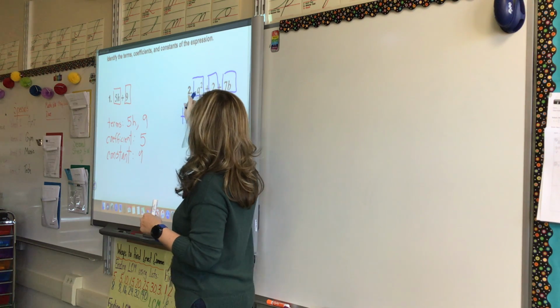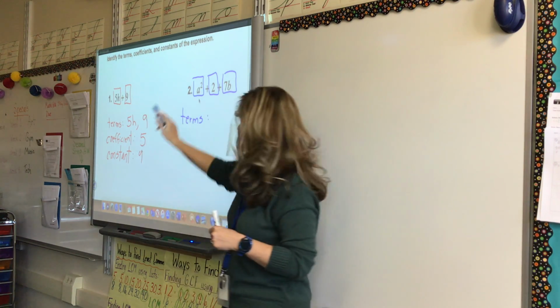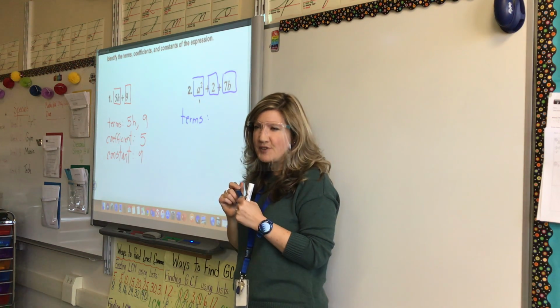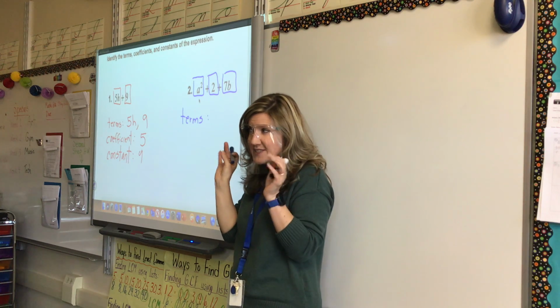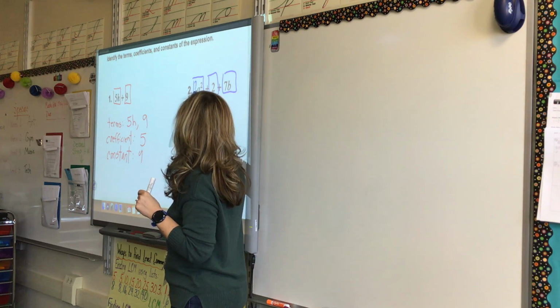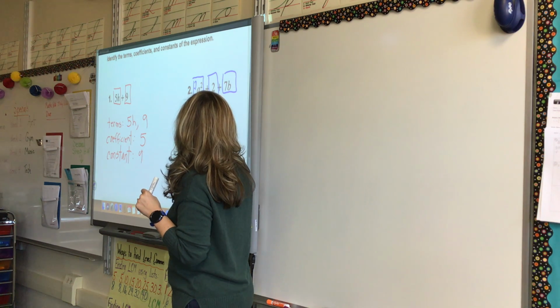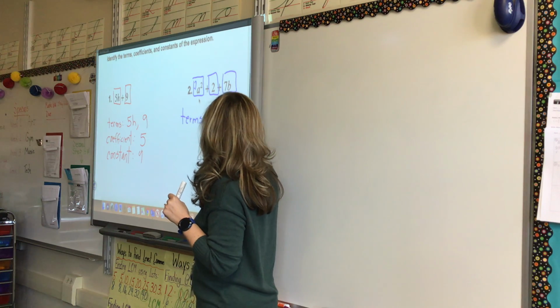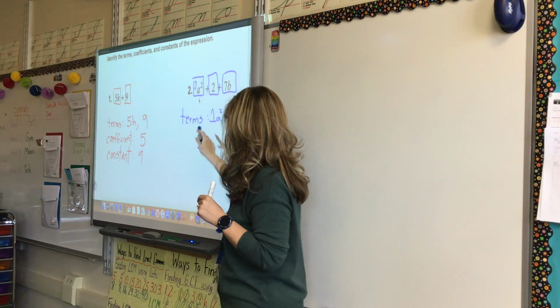Now let me ask you this. I see a variable, a, without a number in front of it. What number isn't written, but it's there? What is it? A 1, that's right. Whenever a variable is by itself, there's a 1 in front of it. So those are our terms.